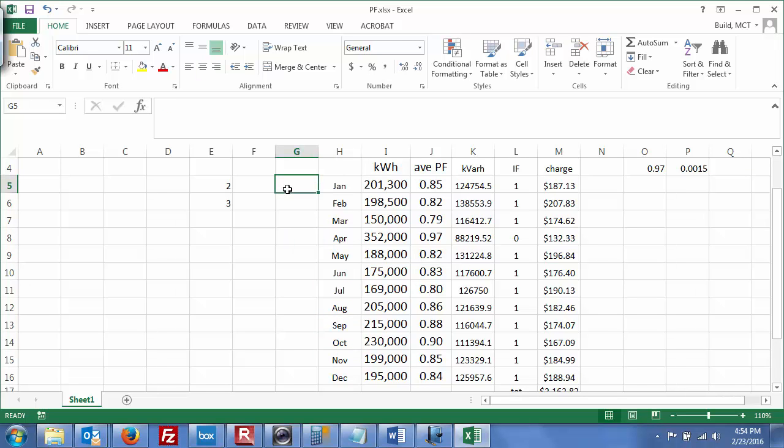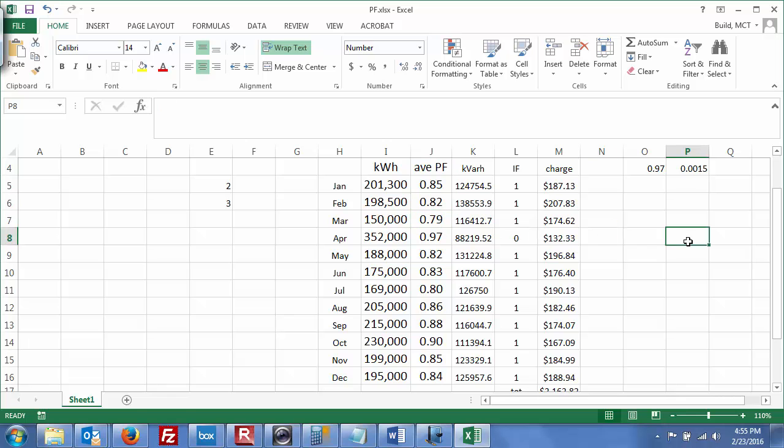Also, another kind of cool feature in Excel. If I type in January and type in February, it actually just filled it in for me automatically. So that will happen either that way or by dragging it. That's kind of a built-in feature. Each one of these things is the kilowatt hours, so that's how much real power flowed through the system, so 201,000 kilowatt hours, 198, et cetera. These are the reported power factors.